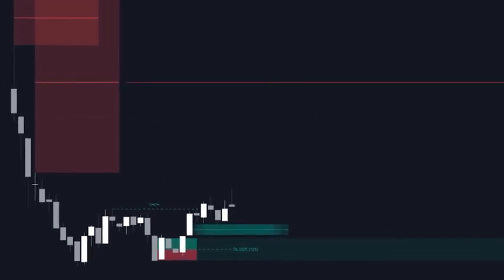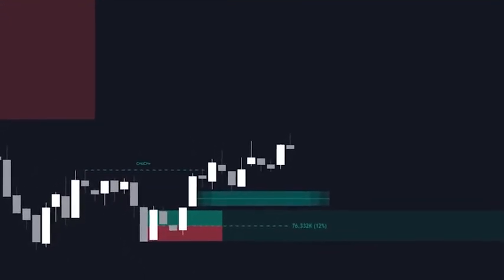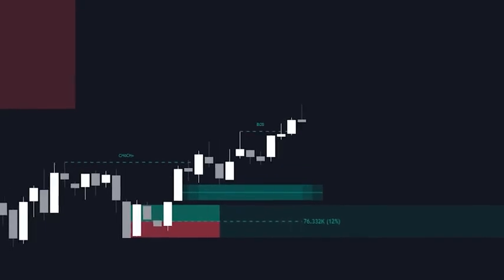So we had a little touch of that fair value gap, but we are trying to find something more significant. We have this break of structure label, which is telling us that this trend is becoming a bit more confirmed. We are seeing good signs that this price action right here is headed into a solid uptrend.